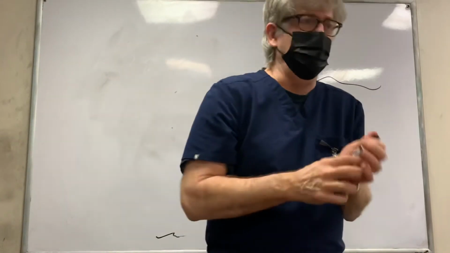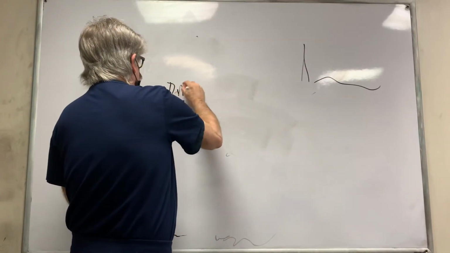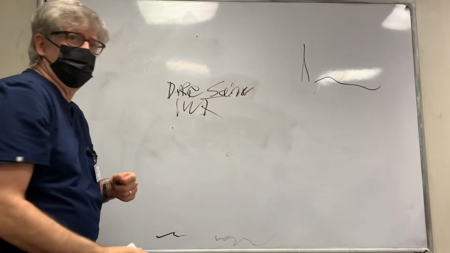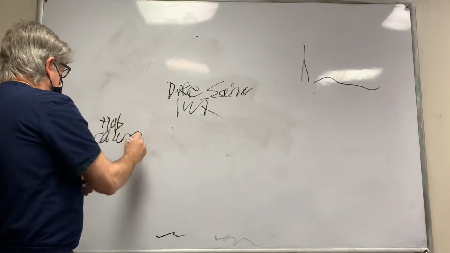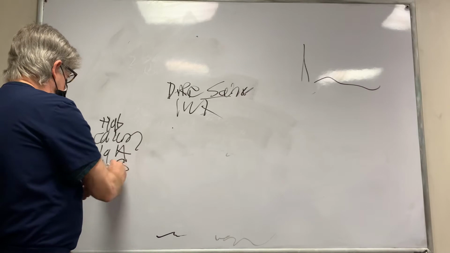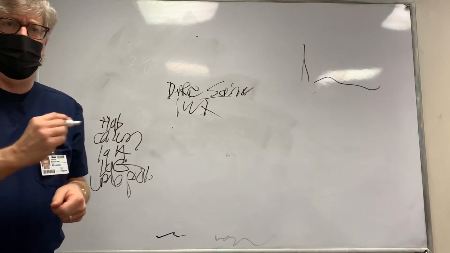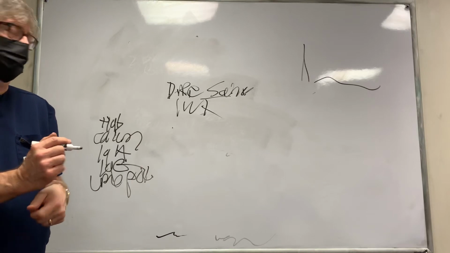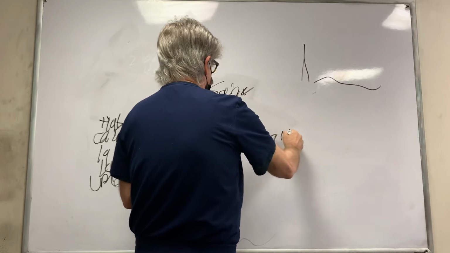And there are a couple different staging systems, and without going through the details, one I think is called Durie-Salmon, and the other is the International Staging System. Durie-Salmon looked at 5 things: hemoglobin, calcium, IgG level, IgA level, and then urine proteins. And you could stage it. I'm not going to write these things on here, but these are things they look at. The newer International Staging System looks at 2 things: the serum beta-2 microglobulin and the serum albumin.